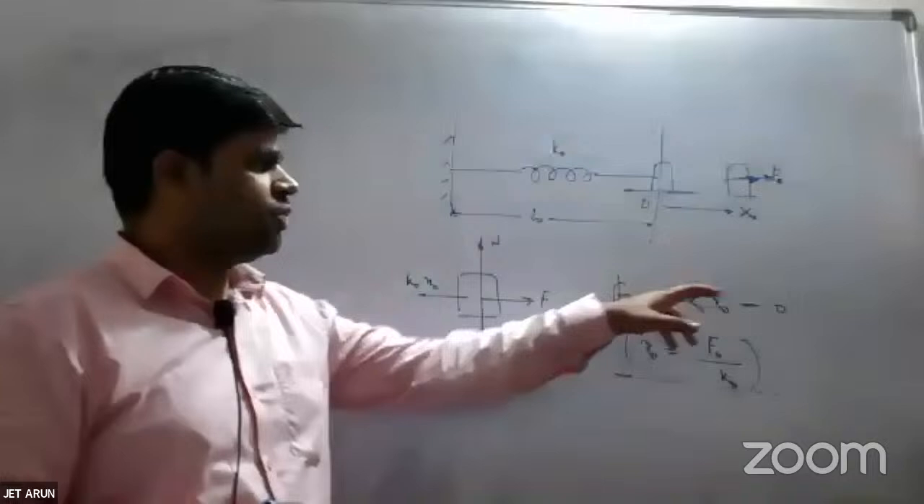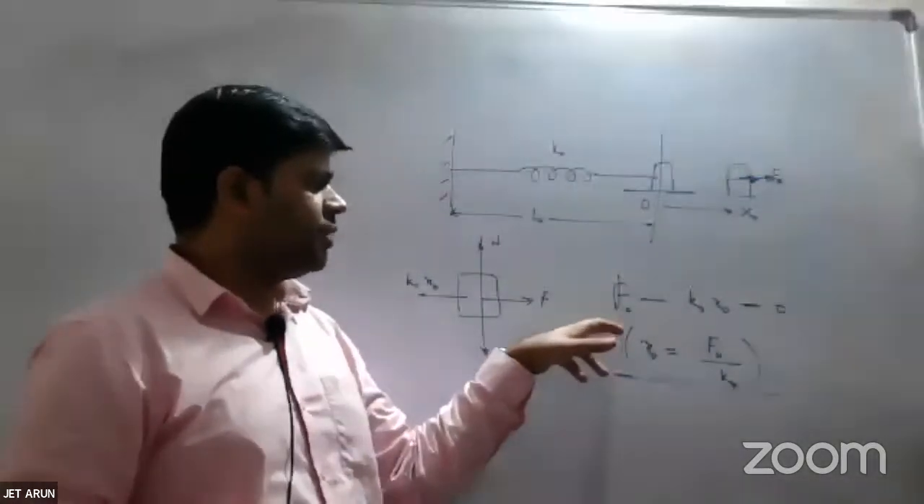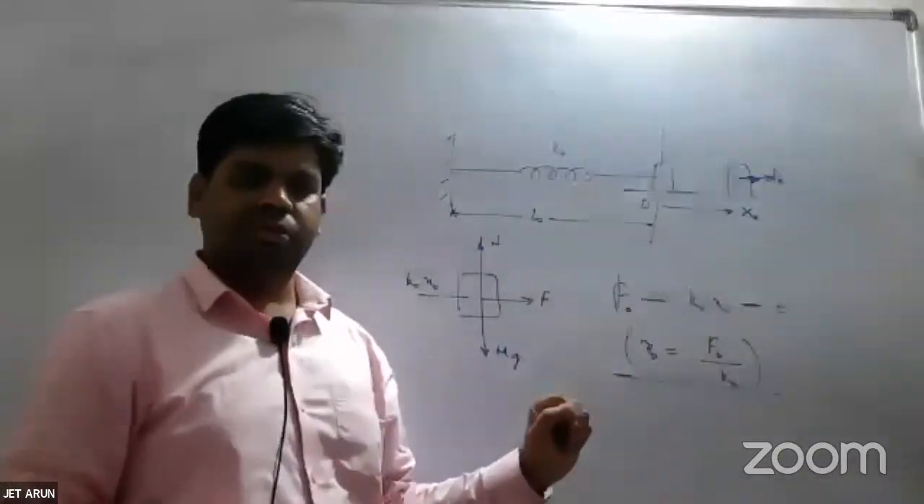Sir, I think X naught is equal to K naught by F. How? Now look at this. This goes on towards right. F naught is equal to K naught X naught. K naught comes in the denominator. F naught by K naught. Right, sir. Okay. ठीक है ना? Yes. हाँ.